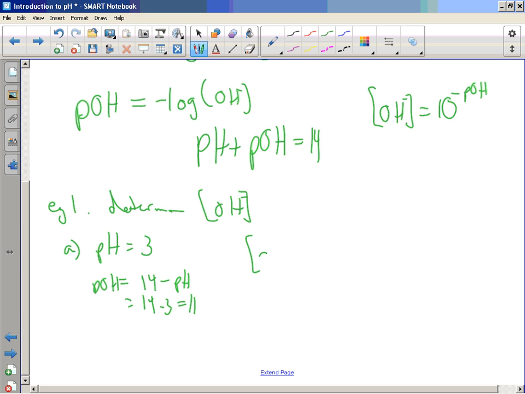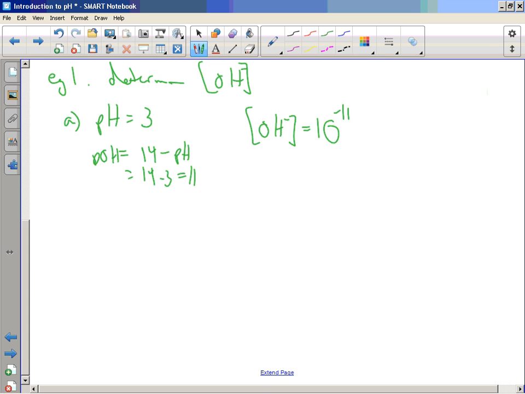And now we can then say then that the OH minus concentration is 10 to the exponent, what? Negative 11. That one doesn't even need a calculation. 1 times 10 to the negative 11. Not that exciting. Okay? Let's do one more example of this. Something that isn't so nice. B. What if the pH was 12.7? First thing you've got to do is determine the pOH.